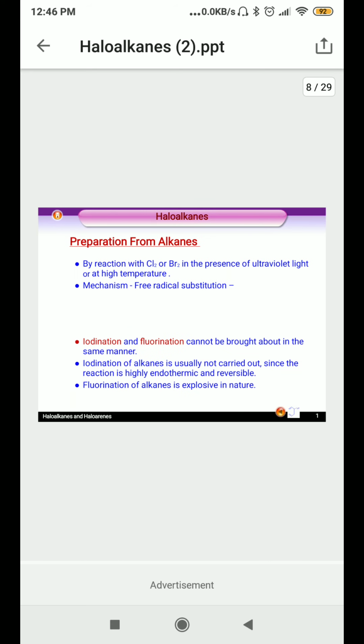First is preparation from alkanes, by reaction with chlorine or bromine in the presence of UV light at a higher temperature. The mechanism, free radical substitution, I will discuss later. Iodination and fluorination cannot be brought about in the same manner. Iodination of alkanes is usually not carried out, since the reaction is highly endothermic and reversible. Fluorination of alkanes is explosive in nature; remember that it is a highly exothermic reaction.